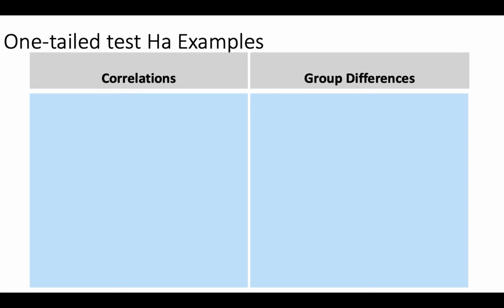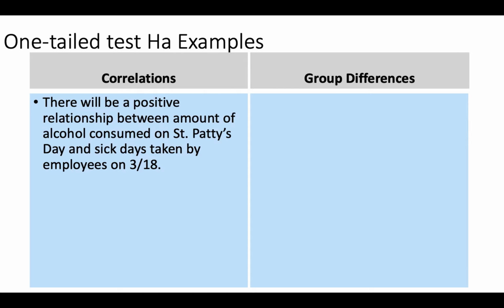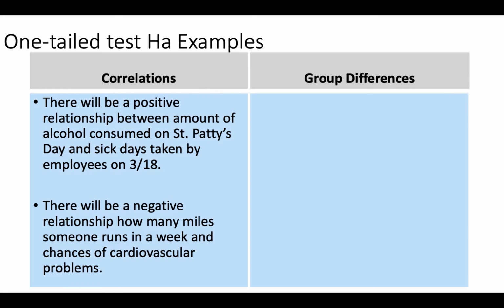Now, for correlations, a good example of a one-tailed research hypothesis could be: there will be a positive relationship between the amount of alcohol consumed on St. Patty's Day and sick days taken by employees on 3/18. You could also say there will be a negative relationship between how many miles someone runs in a week and the chances of cardiovascular problems. So you see in both of these examples, we have the language positive or negative, giving us an indication of the direction we expect this relationship to have.